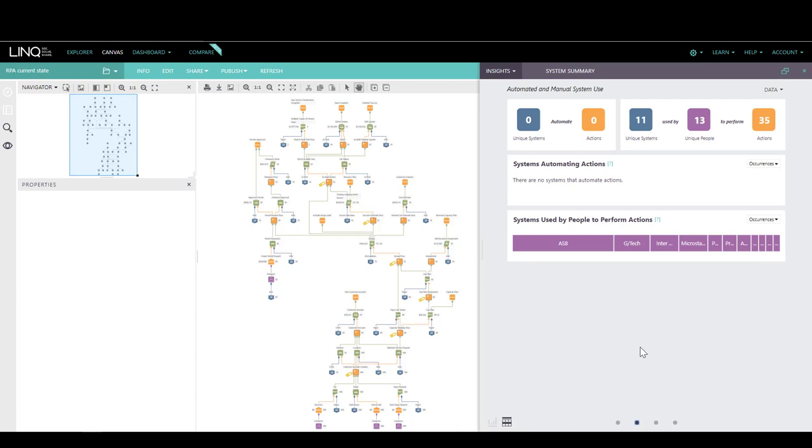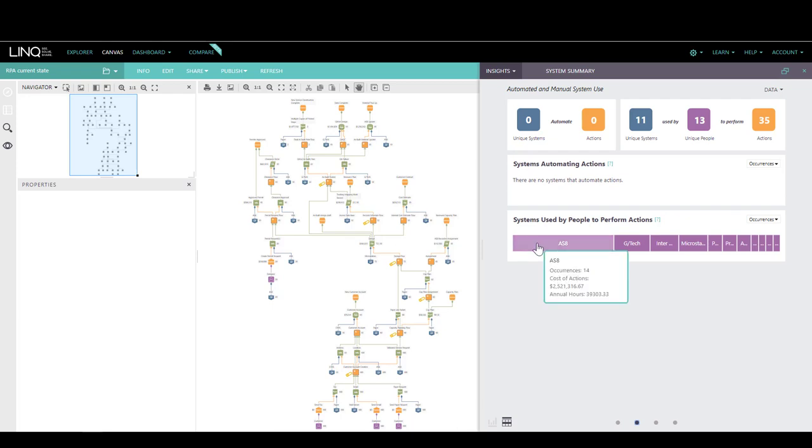The second card is all about how systems are used, whether they automate actions or whether they are used by people to do their work. In this digital twin, there are no systems automating actions, so everything is done manually. So we can see the breakdown of how those systems are used by people.